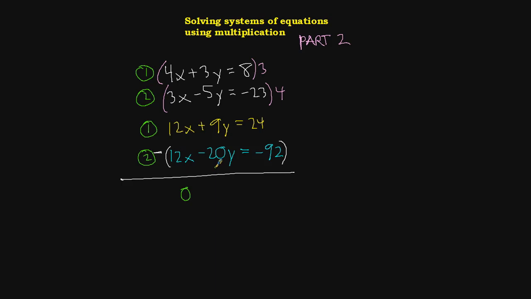Okay. I'm hopeful that the result you got was 9 plus 20, which is 29y. So 29y equals. And then again, 24 minus negative 92. We'll pause the video and see if you get the same answer as me. Okay, so we're back. I hope that you got 24 plus 92, which is 116.